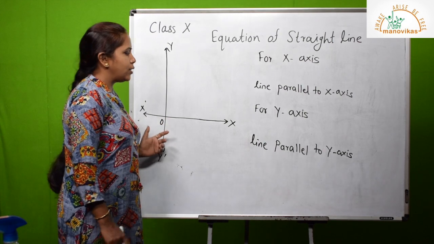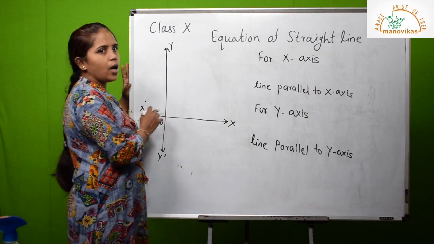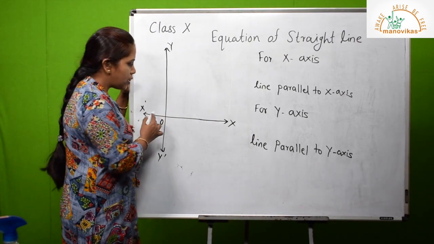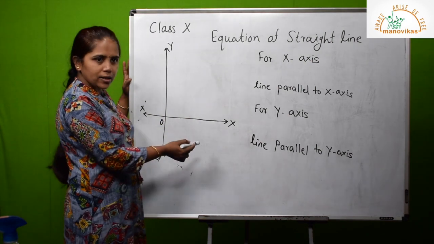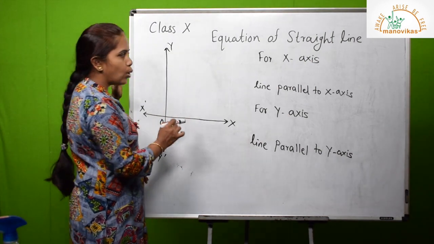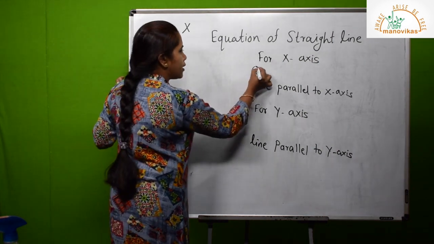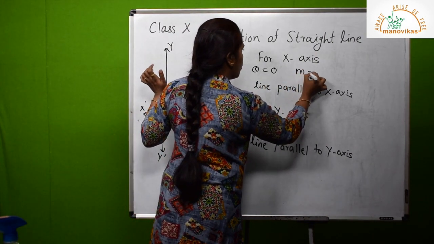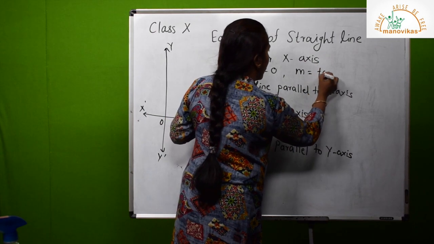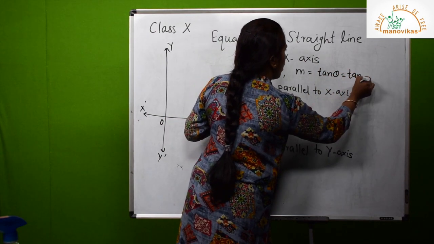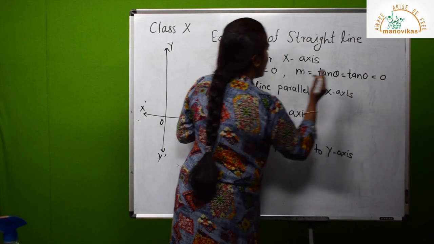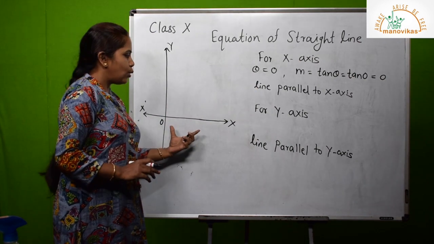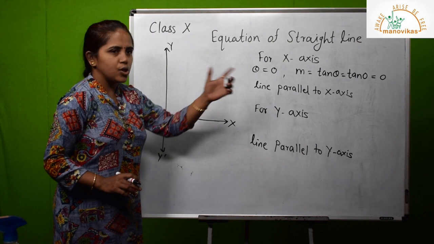Now inclination is nothing but the angle made by the line with the positive direction of x-axis, measured in anti-clockwise direction. So what is the angle made by x-axis with x-axis? It will be 0. So inclination of x-axis, that is theta, is equal to 0. So what will be the m, that is the slope for x-axis? m is equal to tan theta, that is tan 0, and tan 0 value is 0. So slope of x-axis is 0.